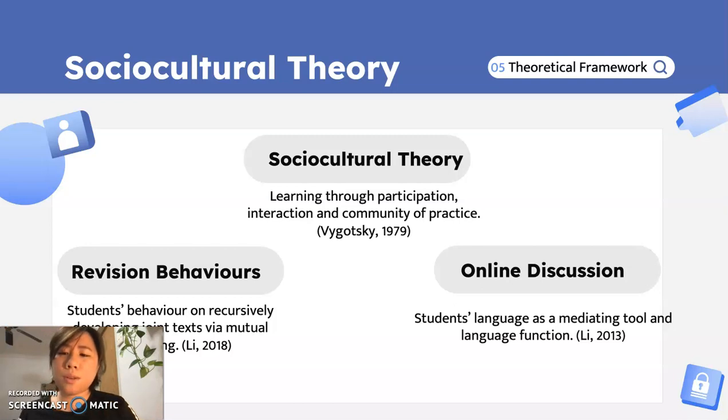Under the sociocultural theory, we can have a look at the revision behavior. According to Lee 2018, students' behavior on recursive developing of joint text via mutual scaffolding improves with sociocultural theory. It improves with scaffolding. So Lee believed that when students are learning together, scaffolding each other, like helping each other, students get to construct better meanings. They get to construct joint texts that are more accurate, more efficient.